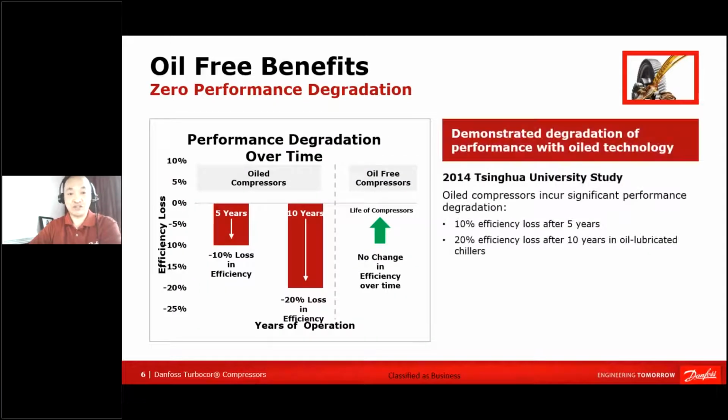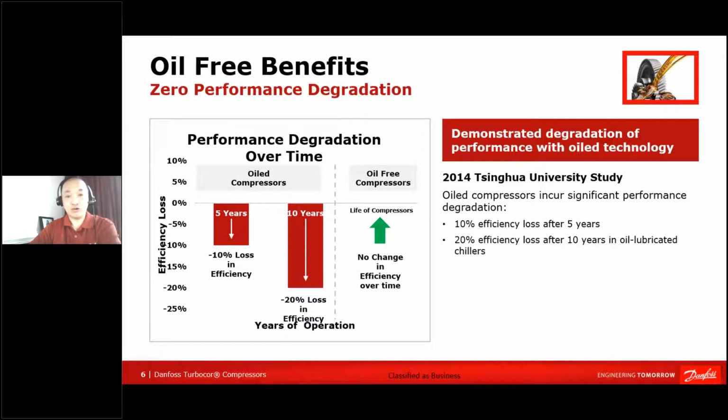Now, another study was conducted by a research university called Tsinghua University in China. In this study, the university studied what the performance impact over time was due to the impact of oil on the charge of the system. It concluded that after 5 years of operation, the typical chiller had efficiency that was degraded by as much as 10%. As time went on, the degraded performance was more significant. After 10 years, on average, your typical oil chiller had degraded efficiency of up to 20%.